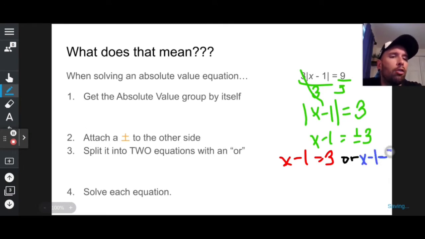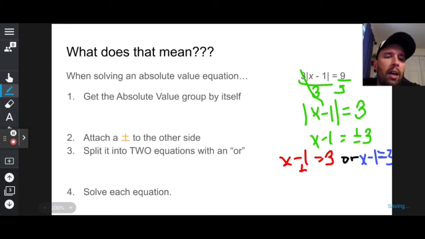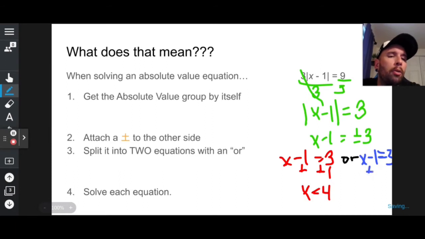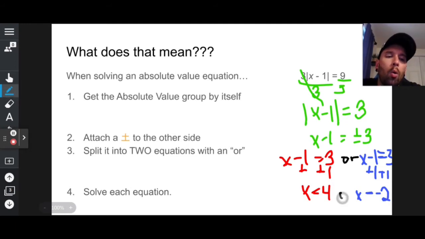Let me see if I can squeeze that. I did. It looks terrible, but there you have it. Let's take care of red first. Add 1 to both sides. So x equals 4. And let's take care of blue. Add 1 to both sides. Add 1 to negative 3. And x equals negative 2. So my answers are 4 or negative 2.